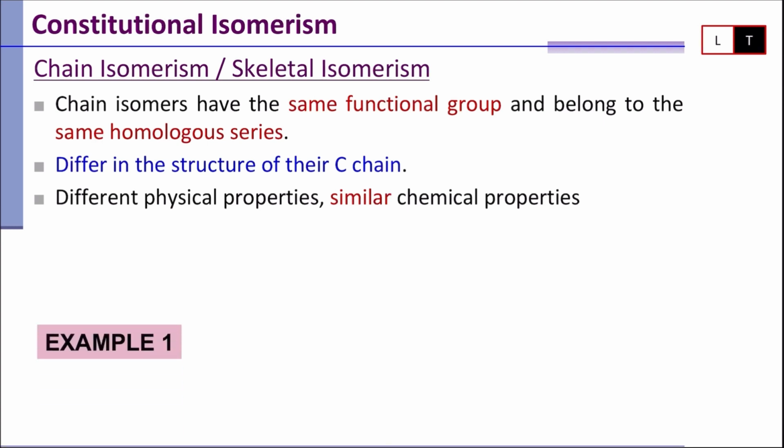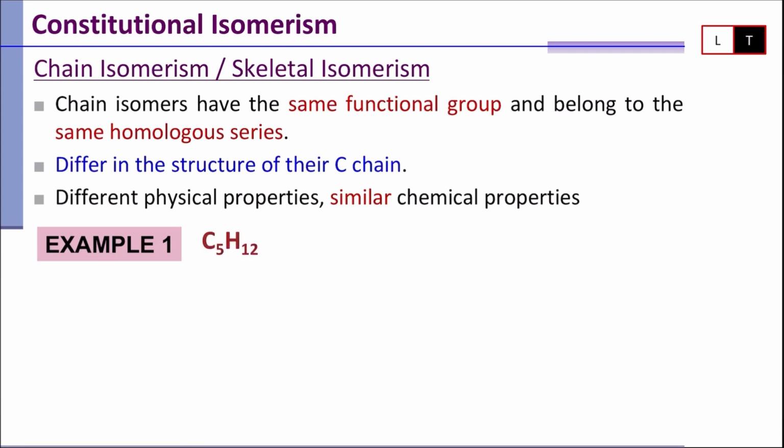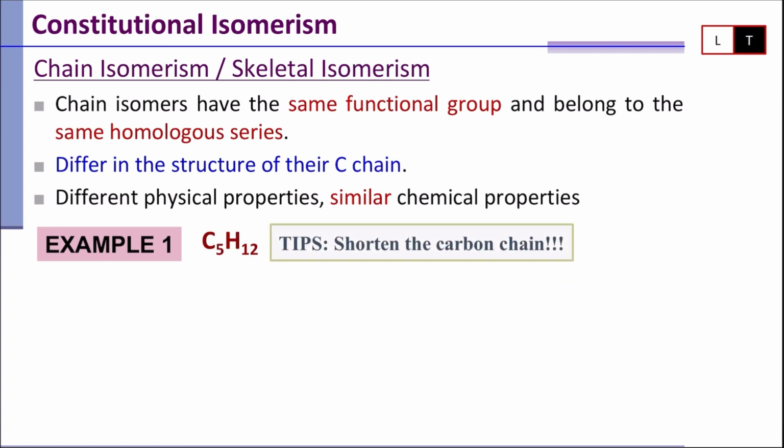For example, saya ada C5H12. This is the molecular formula, and the tip for you to draw the isomer: make sure you draw the carbon chain which is the longest one first. And after that, you shorten the carbon chain one by one. So, kita ada 5 carbon chain. Kita akan mulakan dengan structure yang pertama iaitu dengan 5 carbon straight line. So, I will have this one di mana ini carbon 1, 2, 3, 4 and 5.